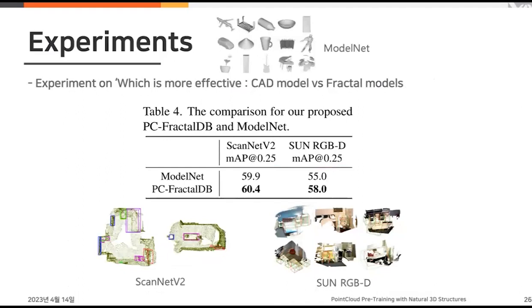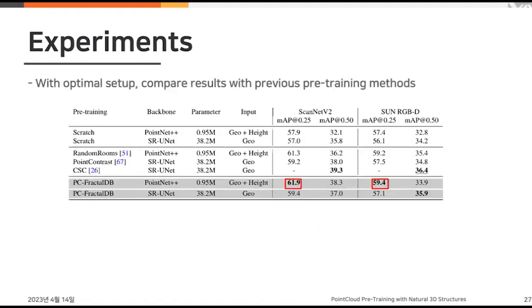So to evaluate the effectiveness of 3D fractal scene dataset, they compared pre-training performance between regular CAD models, which is basically what ModelNet is, and fractal models. And table 4 here shows detection results of VoteNet pre-trained with PC-Fractal database outperforms ModelNet pre-trained VoteNet by 0.5% and 3% respectively for ScanNet version 2 and SUN RGB-D.